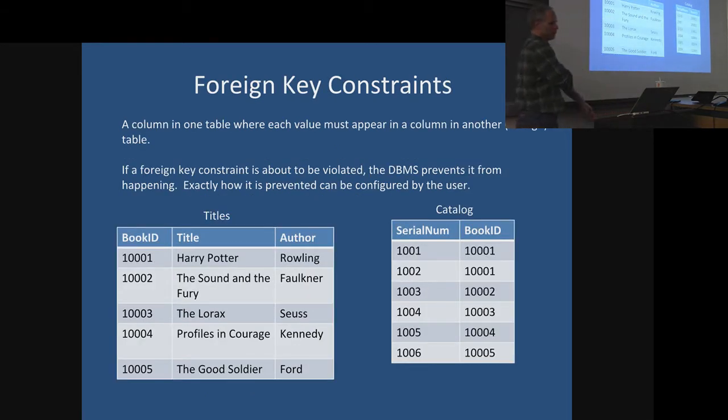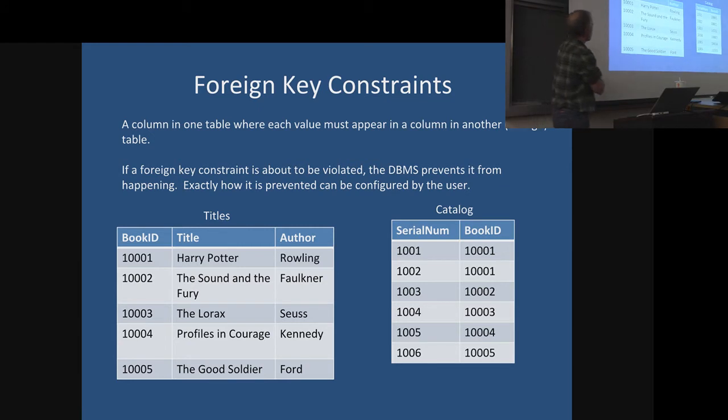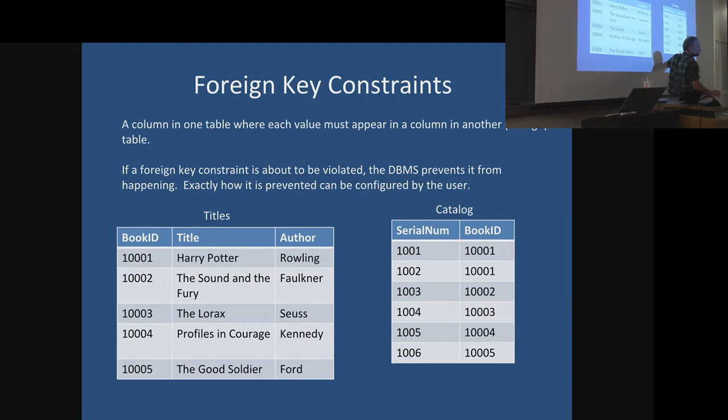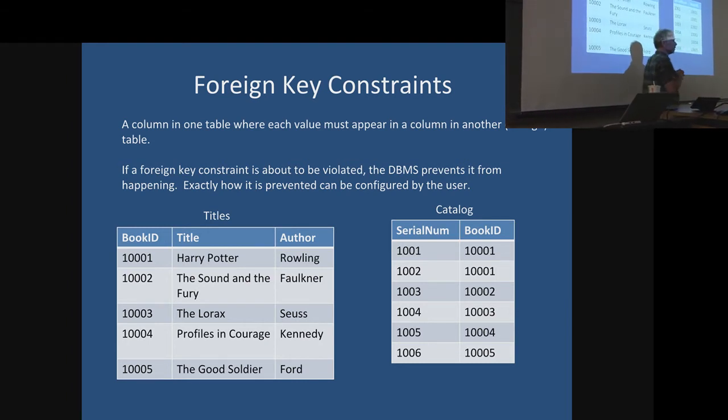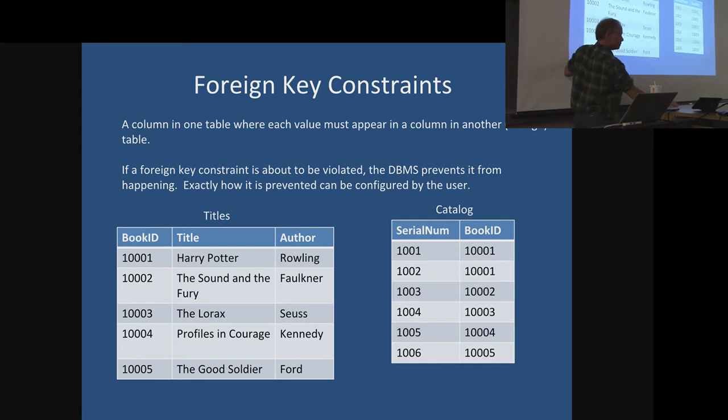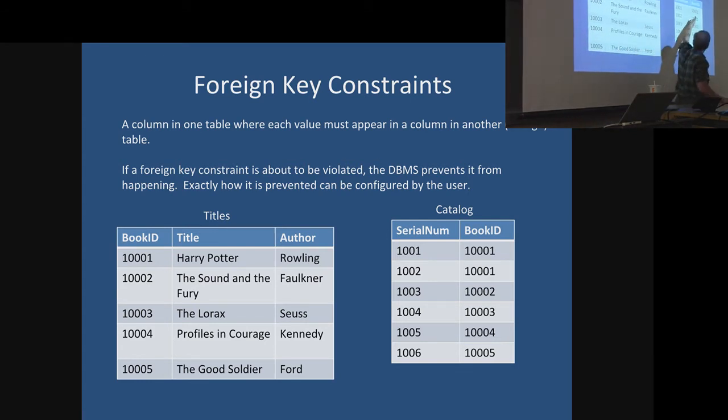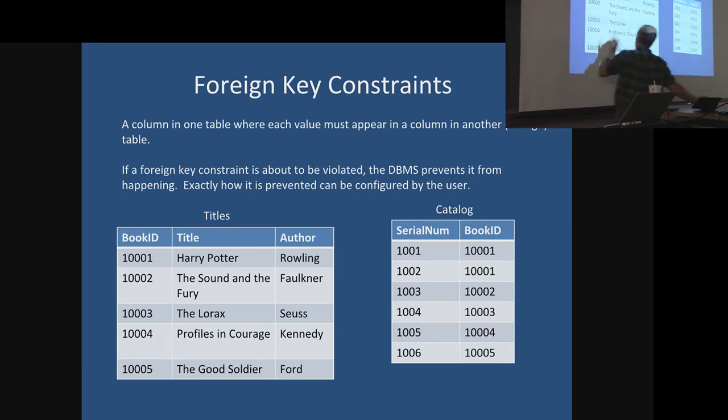And finally, there are foreign key constraints, which are the most complicated. There are constraints that relate to tables. And it happens when a column in one table contains data that appears in another column in a different table. So for example, over here, what would you expect about all these book IDs? Yeah? That they exist. That they actually appear over here. You wouldn't expect to find a book ID here that doesn't appear over here. You know, if you don't physically own the book, it's not going to show up in the catalog.